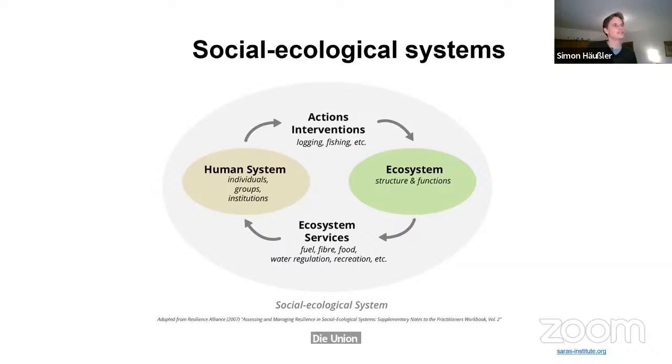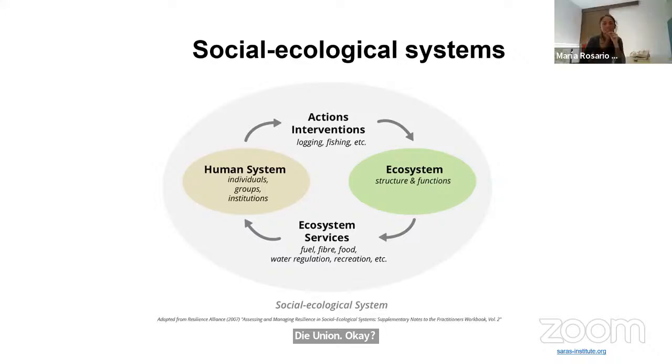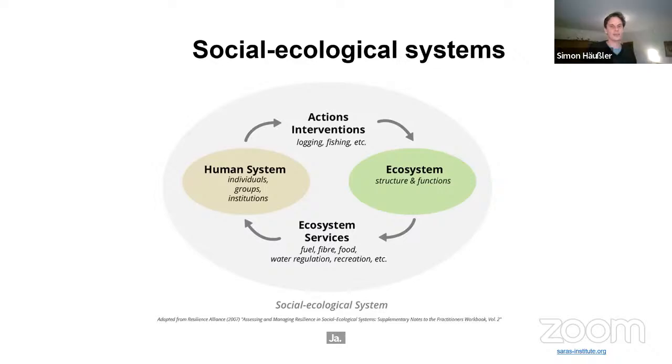So about the feedback, any ideas? Okay, an example: intensive agriculture leads to a decline in pollinators, which leads to reduced plant pollination, affecting the human system. Yeah, clearly. Great, good example.